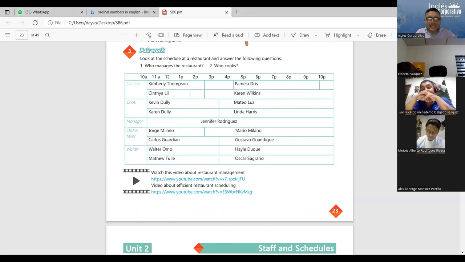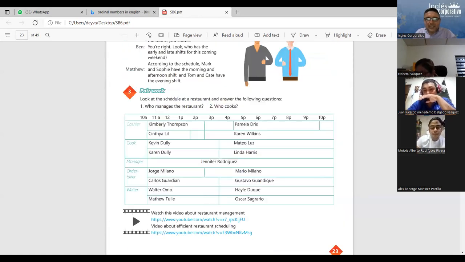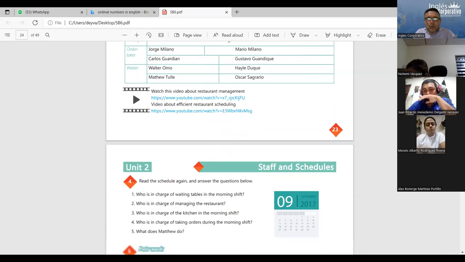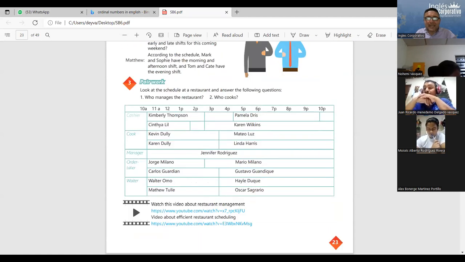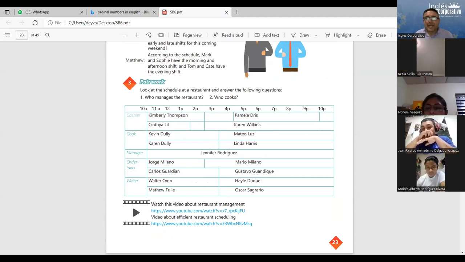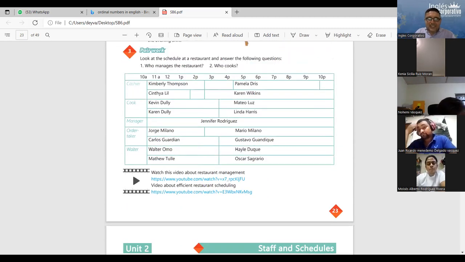All right, so let's go. Exercise 3 is going to be individual work. You have to analyze the information in the chart in part 3 so you can answer the questions in part 4. ¿De dónde va a sacar la respuesta de la parte 4? Del cuadro que está en la página 23, en la parte 3. Are the instructions clear, people? Yes, teacher. Okay, so tiene que leer el chart en part 3 y ahí está la información to answer the questions on part 4. Let's go.